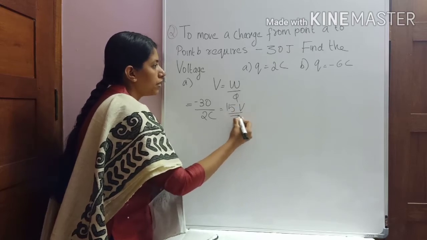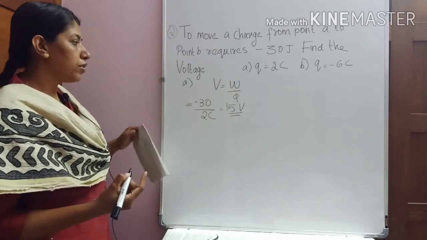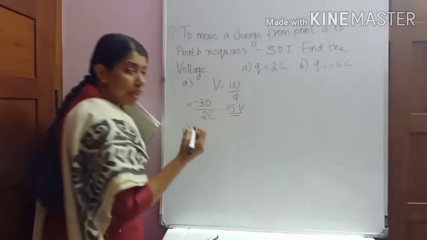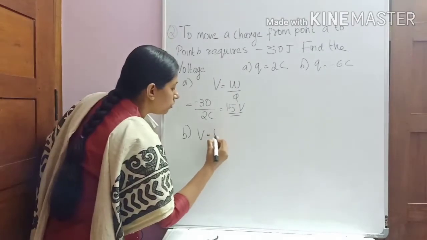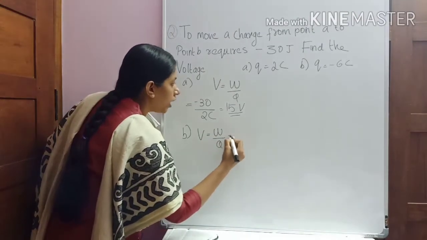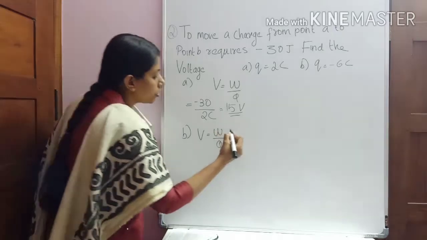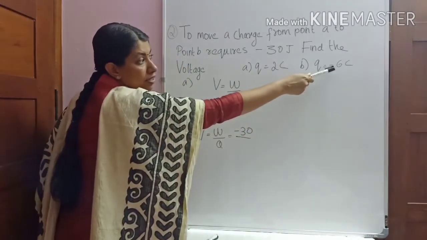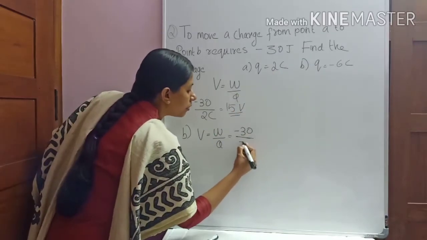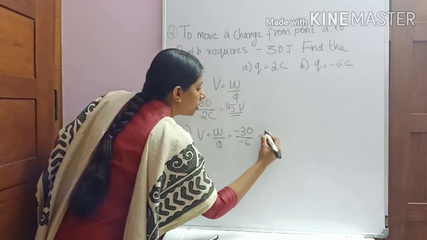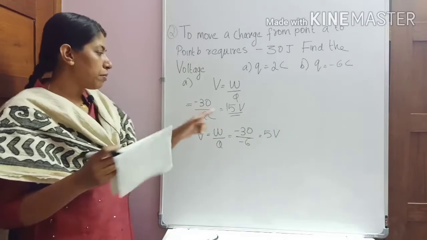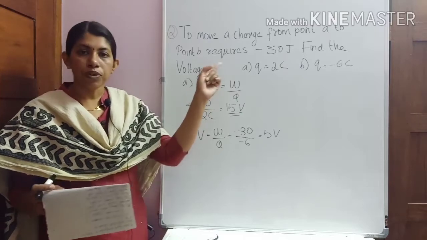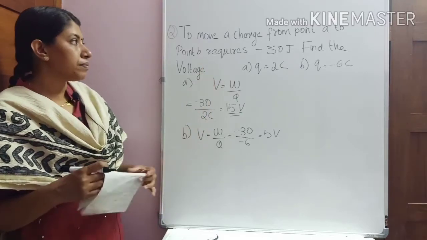volt. Second case, when Q is equal to minus 6. Same relation, V is equal to W by Q, and in place of W we substitute minus 30, and here Q will be minus 6 coulomb. Therefore it will be minus 30 divided by minus 6, so the answer will be 5 volt. This much voltage is needed for the charge to move from point A to point B.